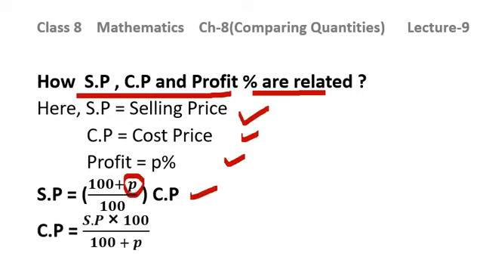If I write this formula in terms of CP, then what will be the formula? It will be SP into 100 over 100 plus P. Here P is the profit percentage. So SP is given by the formula 100 plus P over 100 into CP. If I write the same formula in terms of CP, it will be SP into 100 over 100 plus P, where P is the profit percentage.